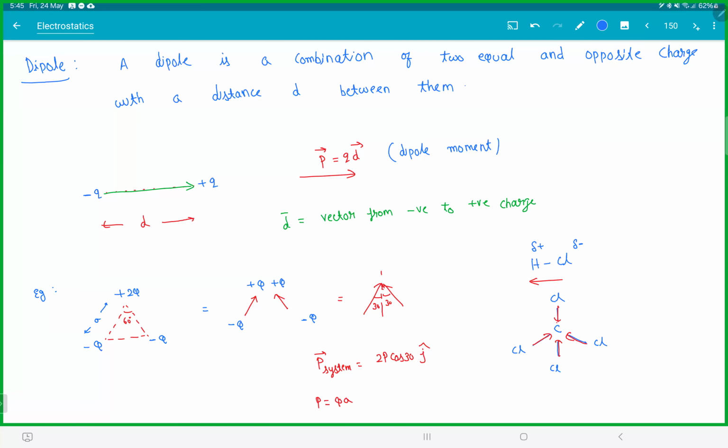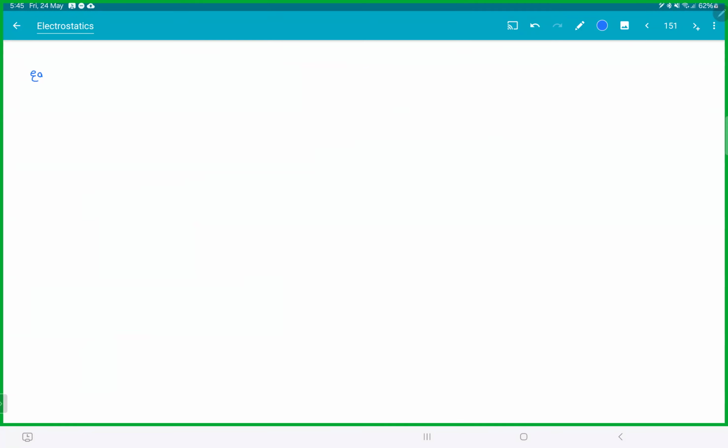Our convention, the vector bar, we take it like this, negative to positive. So forget about chemistry. You don't know anything about it. Let's see only physics. Now, suppose I give it like this: minus q, 3q, minus q, 4 things on the sides of a square. Can you tell me what is the dipole moment of this system?